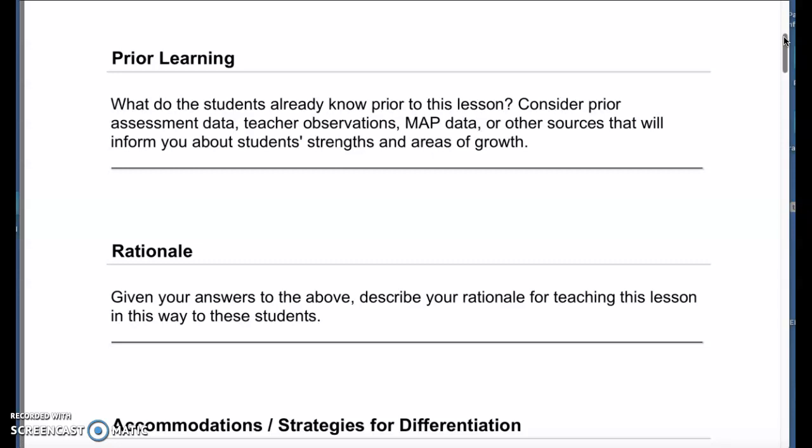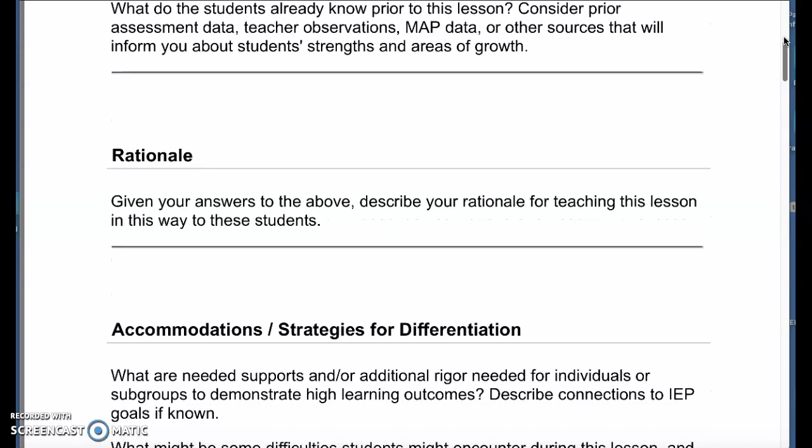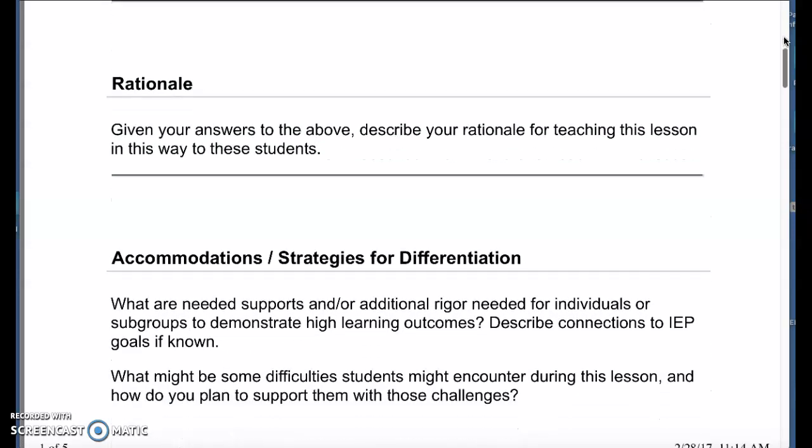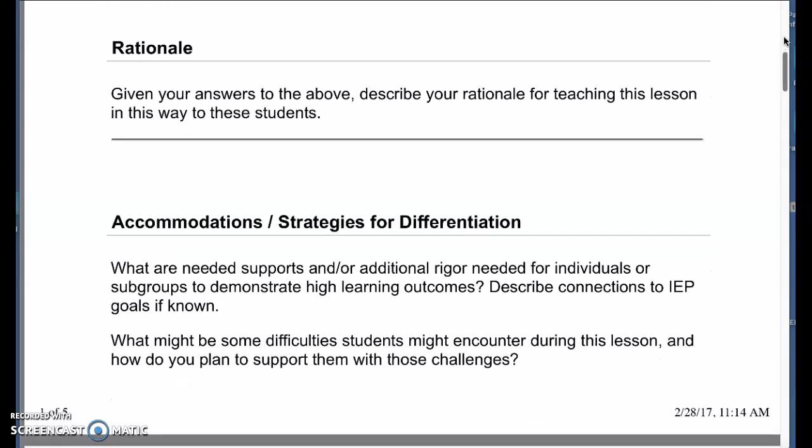And the next section, rationale. So this is your why. Why are you teaching this lesson? What is the point of it? And really you want to go back to those Common Core State Standards or Wisconsin Model Early Learning Standards as to why you are teaching this lesson and how it's going to support your students' learning and understanding in the future.